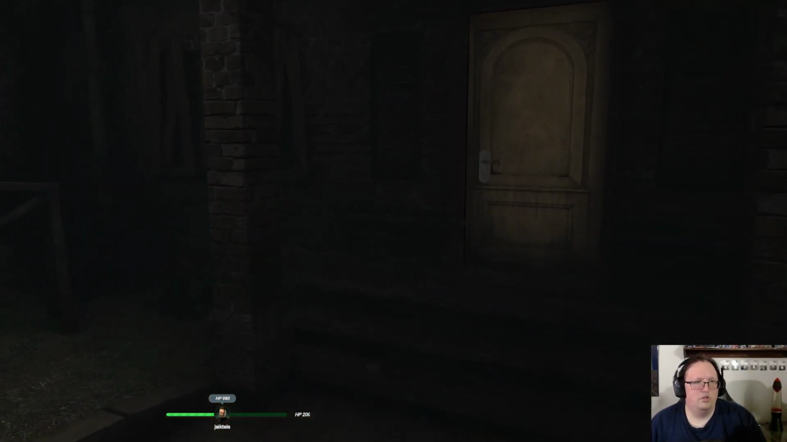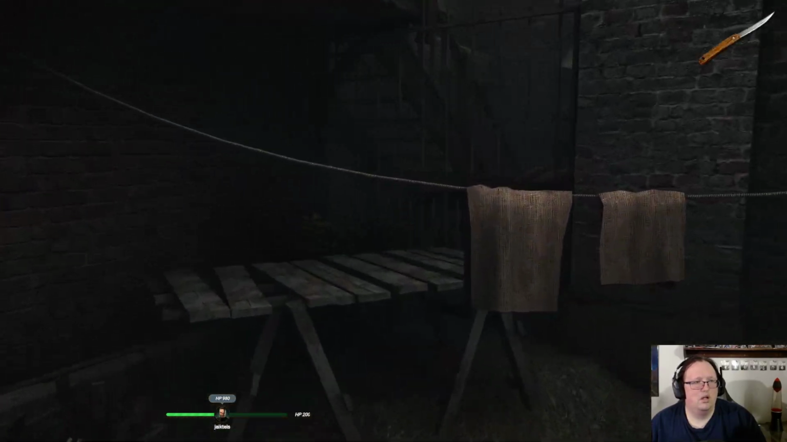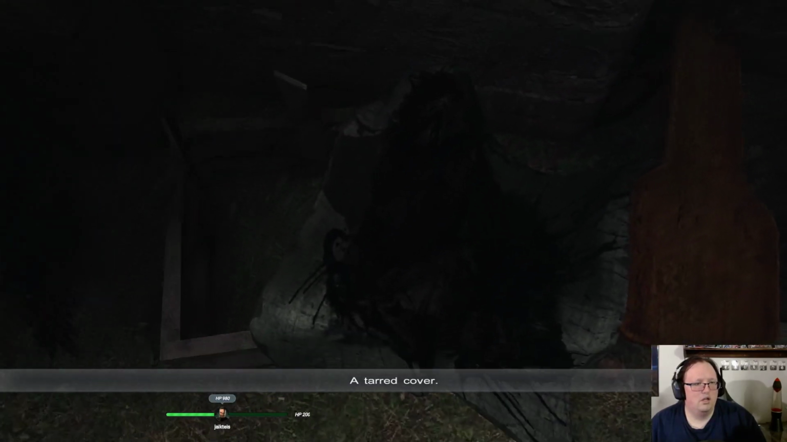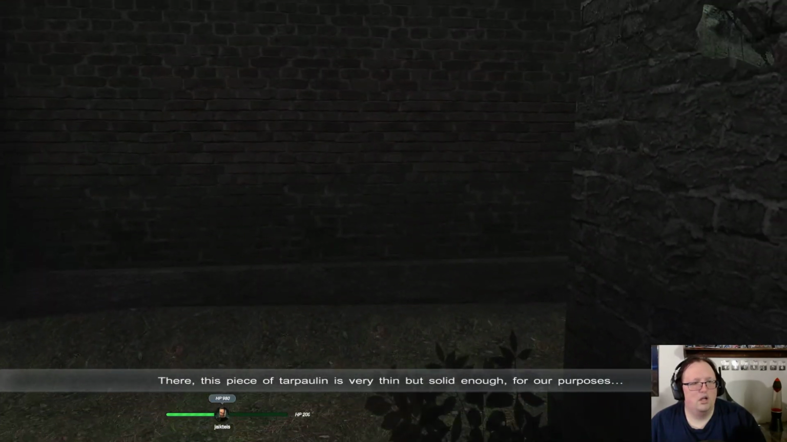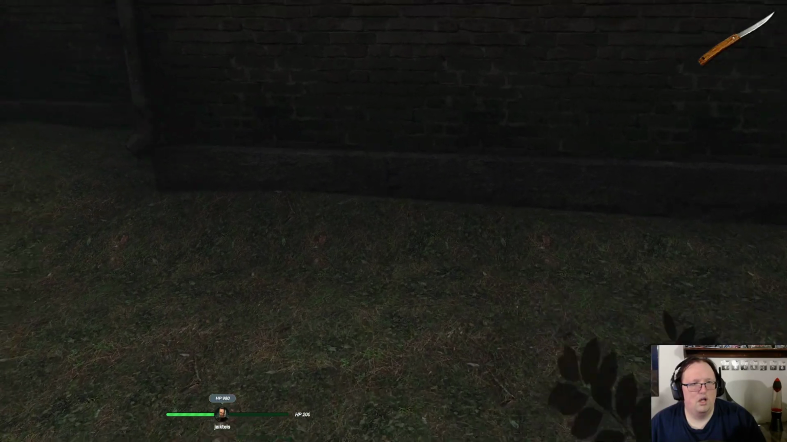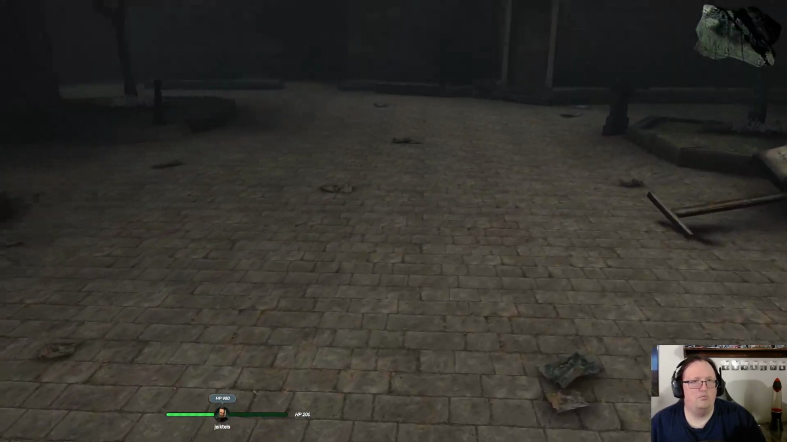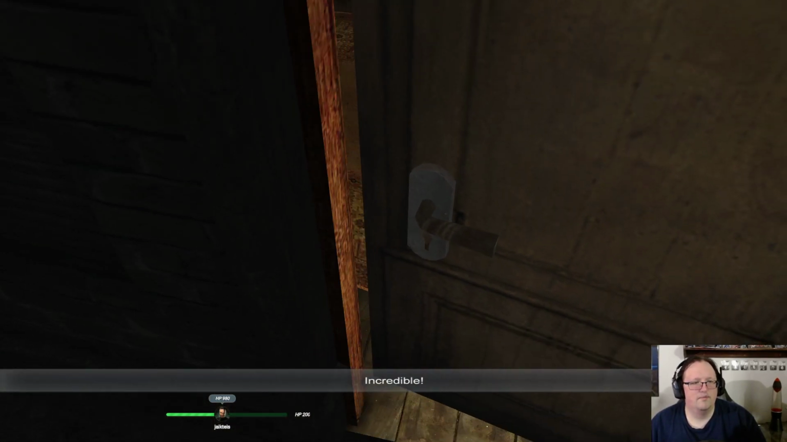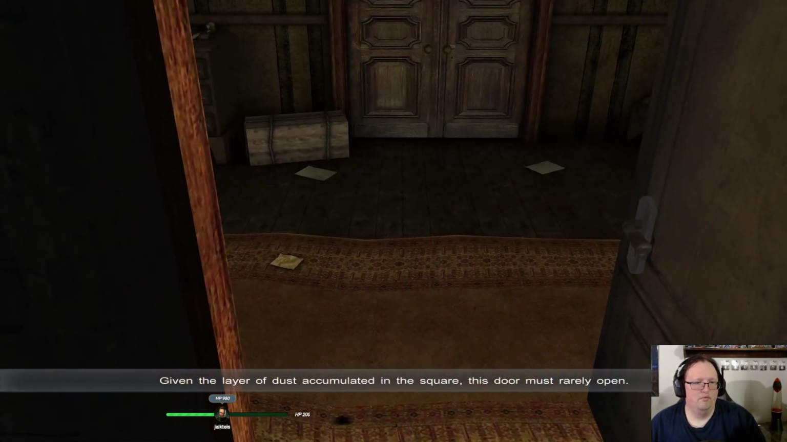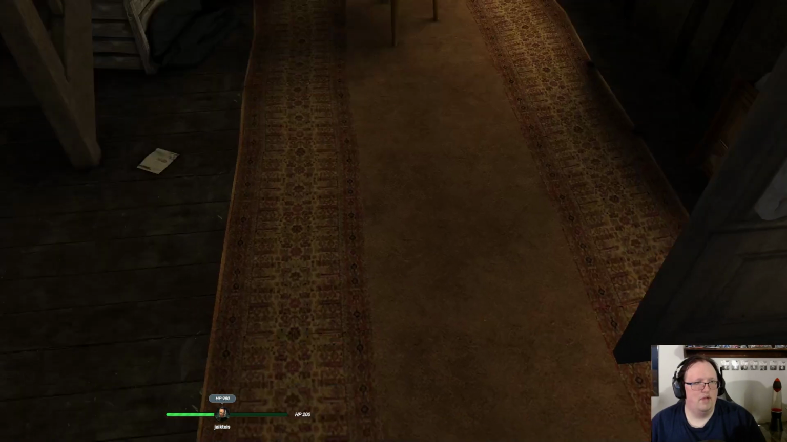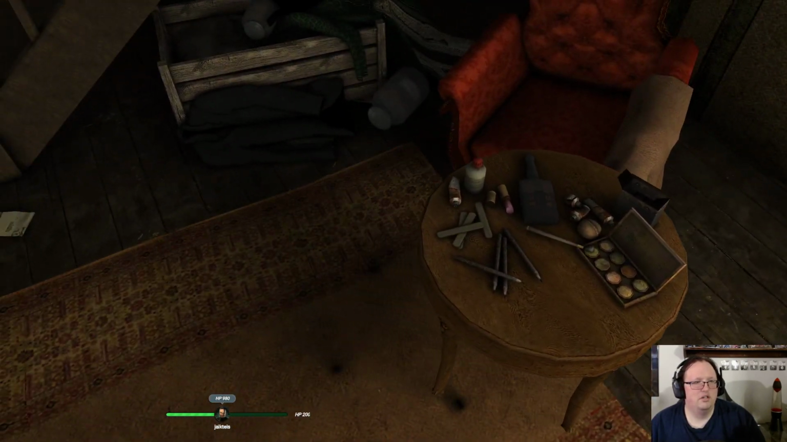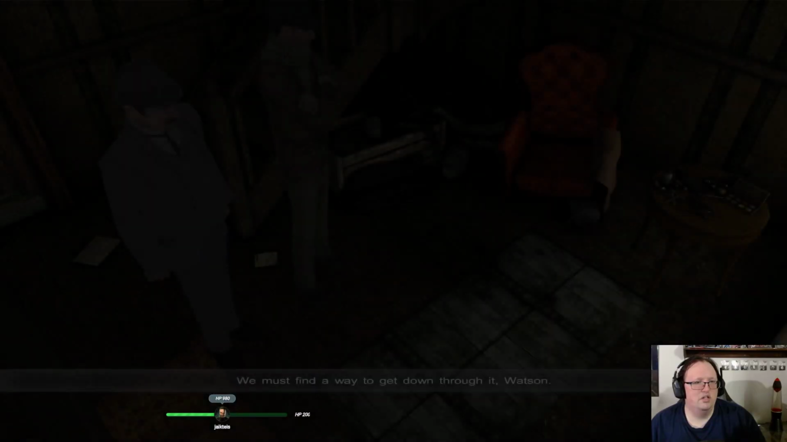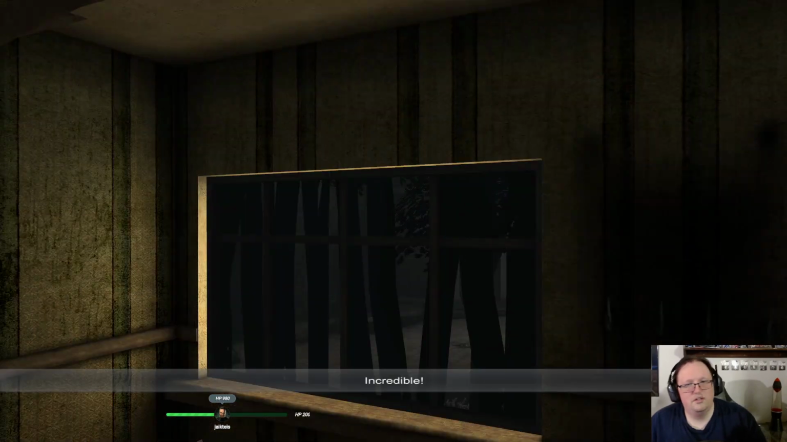Alright, now that we know what to do. Give me this. A tarred cover. There, this piece of tarpaulin is very... But what the devil are you doing, Holmes? I'm gonna use this bit of tarpaulin to shove in this lock. Incredible. Hey, look, it's not glitched this time. That's good. Move that. A trapdoor. Uncover that. We must find a way to get down through it, Watson. Incredible.